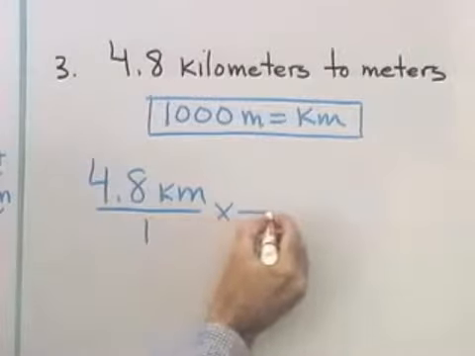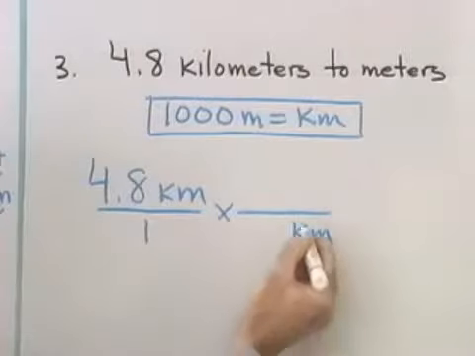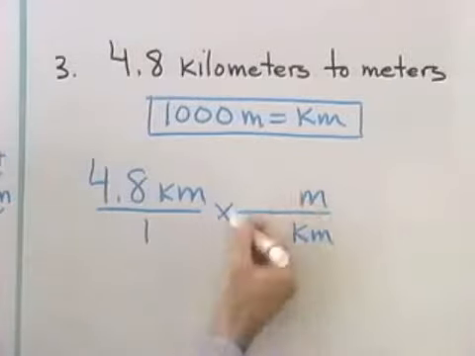I want to multiply by a conversion factor that's going to allow those kilometers to divide out and meters to stay. So I want to make this equal to the number 1, and this is what I know. 1,000 meters in every 1 kilometer. Now those divide out. 4.8 times 1,000 will be equal to 4,800 meters.